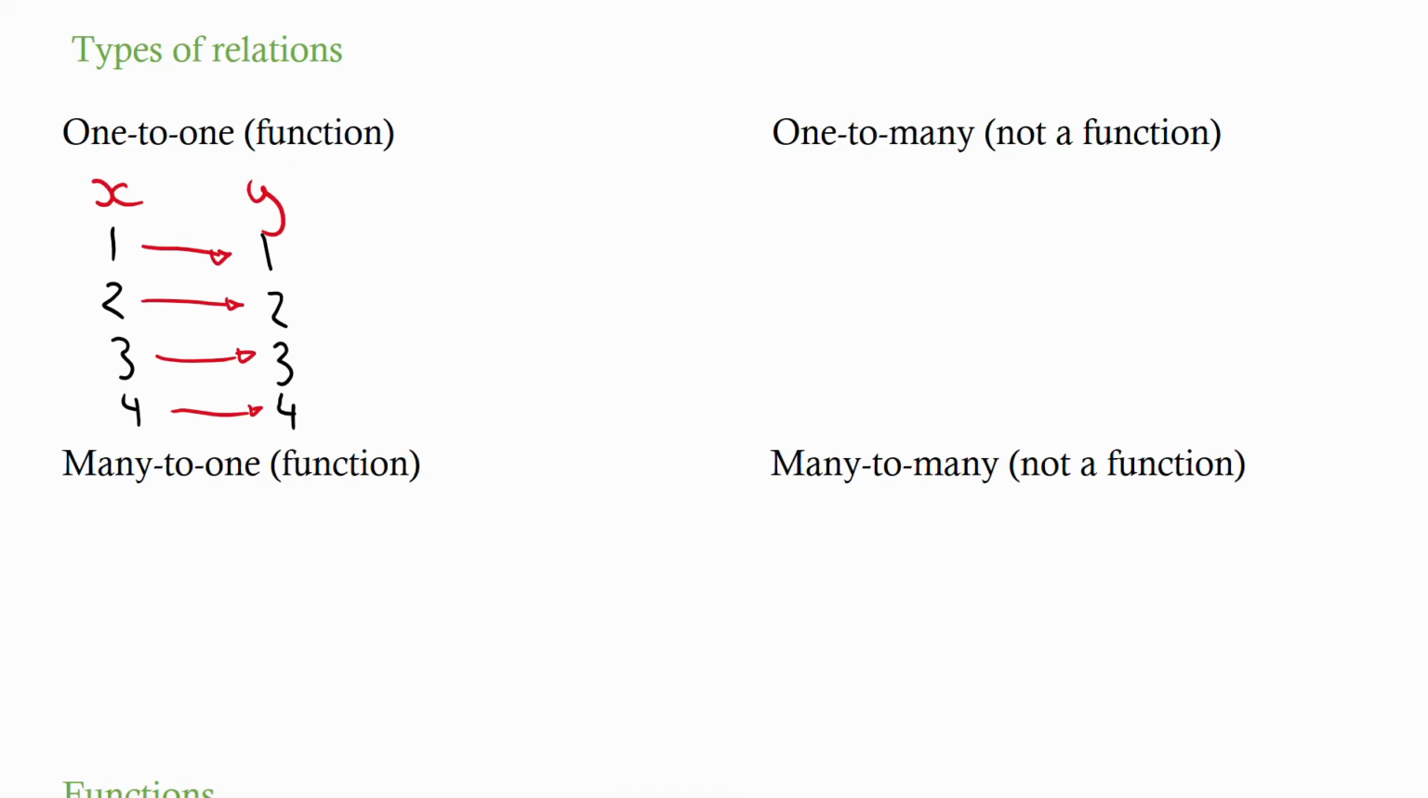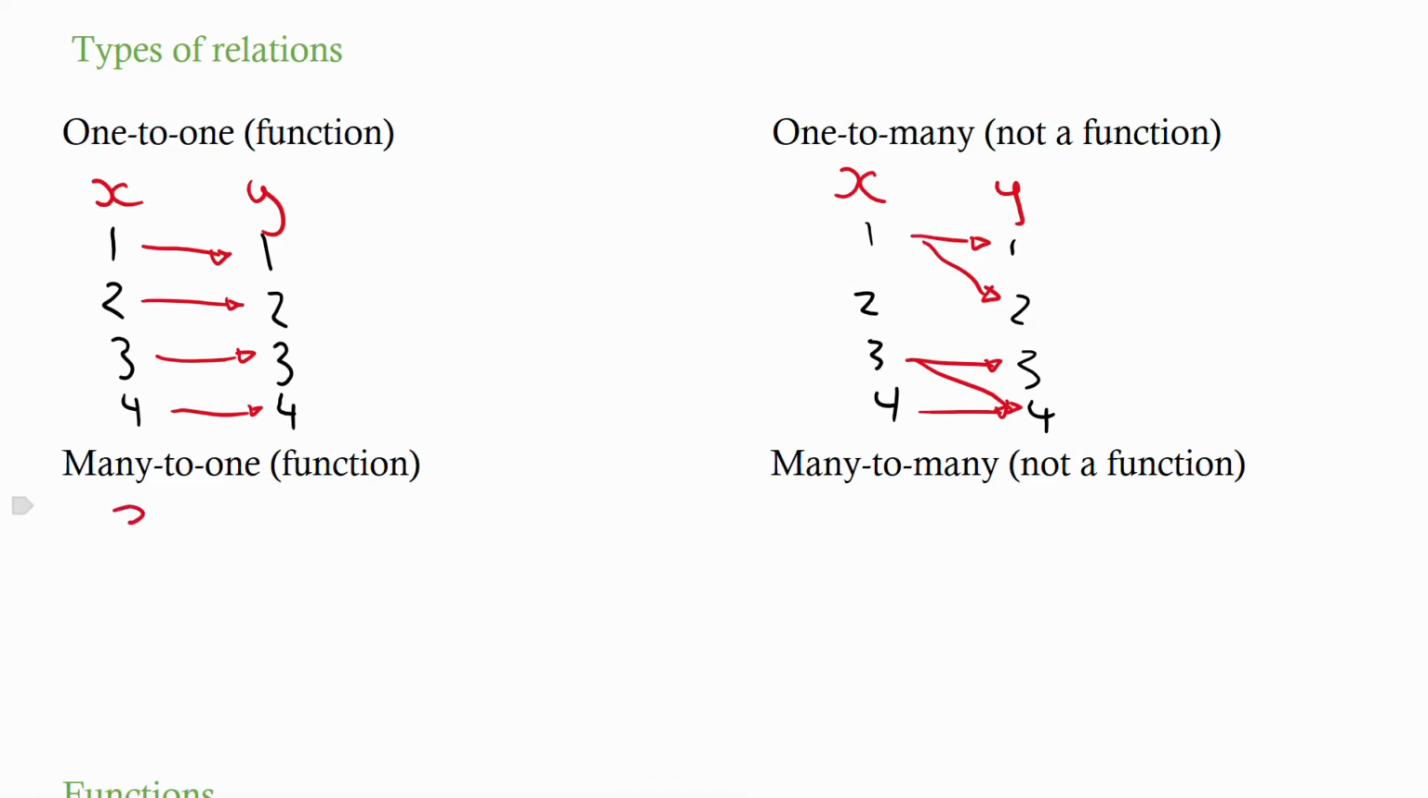The next one we have over on the right is one-to-many. Again, if we have x and y, we have 1, 2, 3, 4, and 1, 2, 3, 4. A one-to-many means for every one value of x, there is a potential to be two values of y. So in this case, when x is 1, y could be 1, and y could be 2. When x is 3, y could be 3, y could be 4. That's what we call a one-to-many. Now, these are either a function or not a function. A one-to-one is a function, and a one-to-many is not a function.